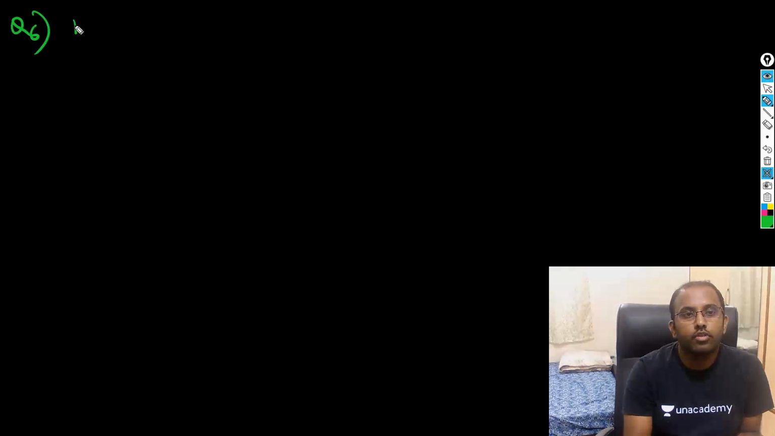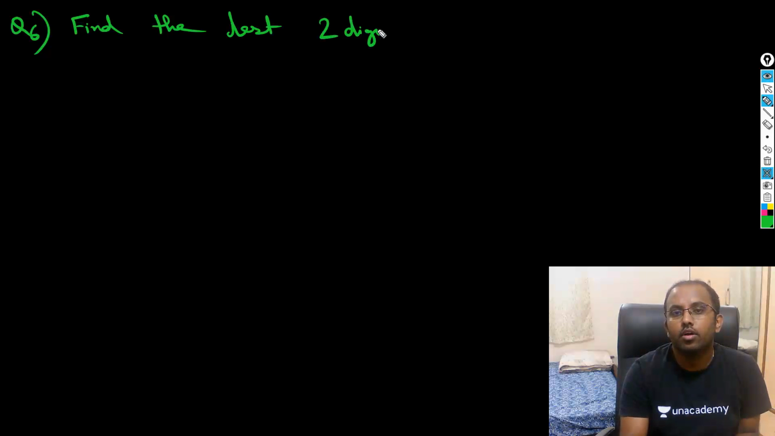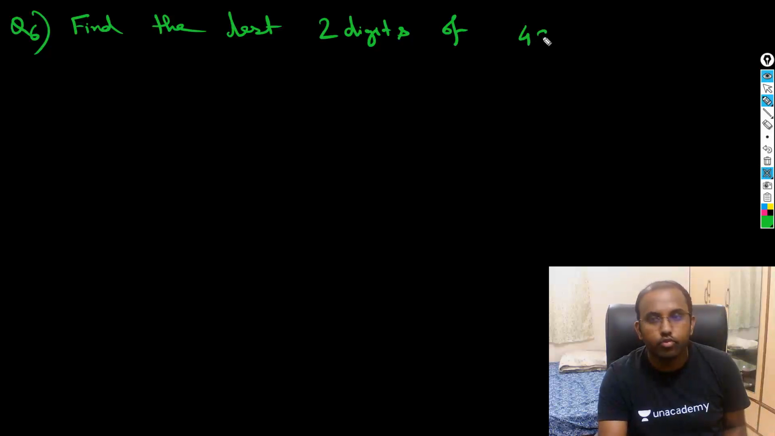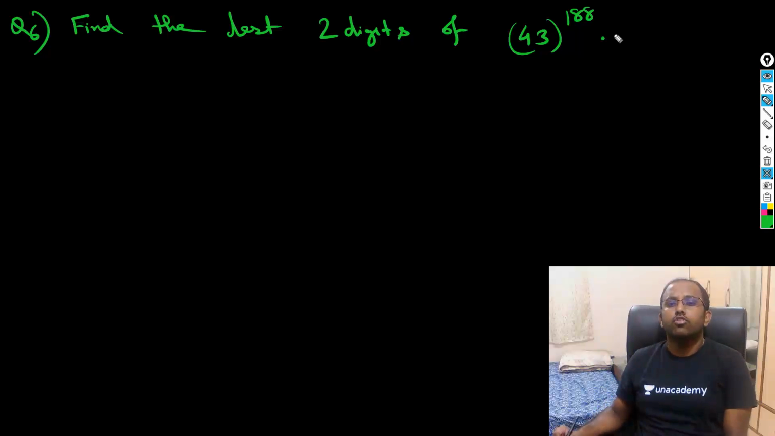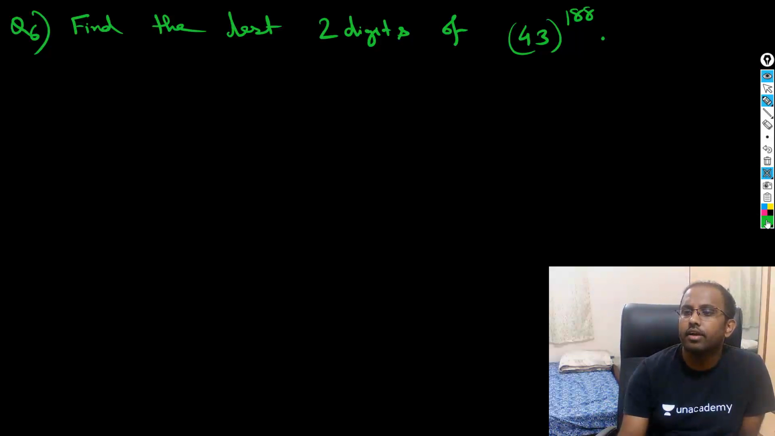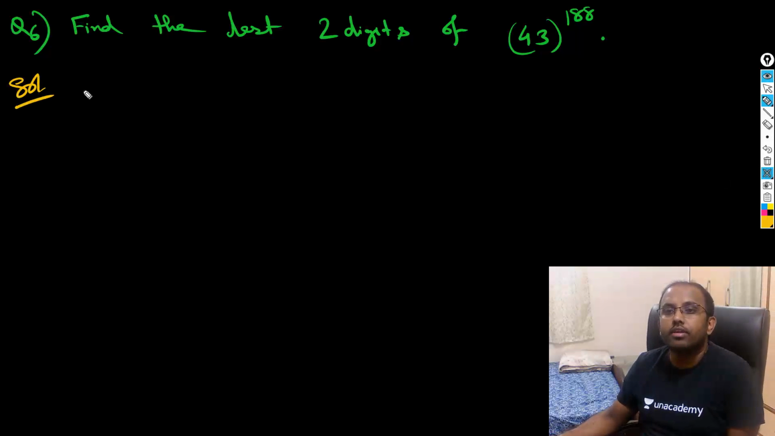Now next question is find the last 2 digits of 43 raised to 188. Correct. So questions of last 2 digits have occurred many times in CAT. I think 2 or 3 times here. Okay, so basically we can just see this question. So last 2 digits of 43 raised to 188, right?